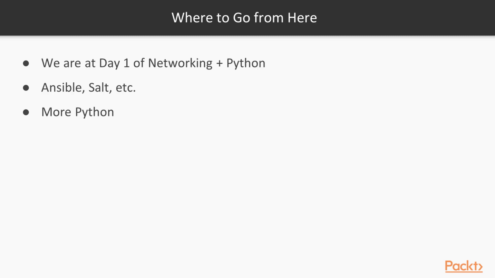And we barely scratched the surface of networking plus Python. I've always felt like we're still at day one, very early in networking plus Python, and basically the sky's the limit for us. I encourage you to look at the more mature frameworks written in Python, such as Ansible and Salt. Also, every time I look at Python, I feel like there's something new to be learned, especially now that we're migrating to Python 3.